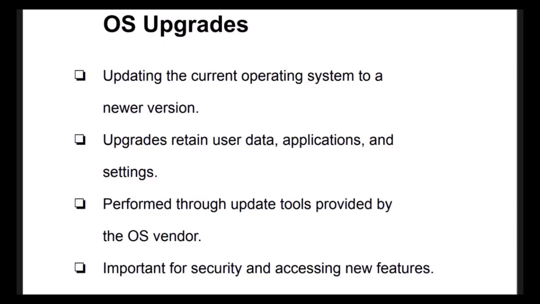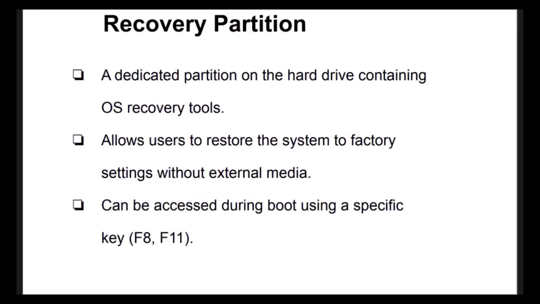Another way we can install an operating system is through a recovery partition. A recovery partition is to be used when we have some type of restoring that we have to do for our system or its files. A recovery partition will be a dedicated partition on the hard drive that will contain all of our operating system recovery files and utility wizards.